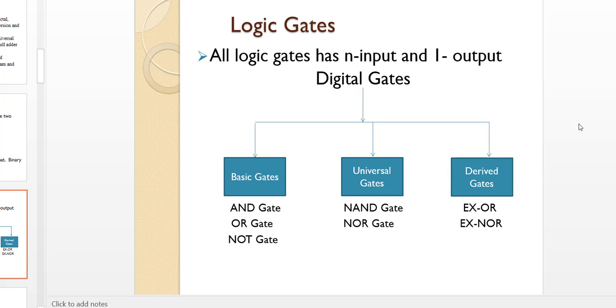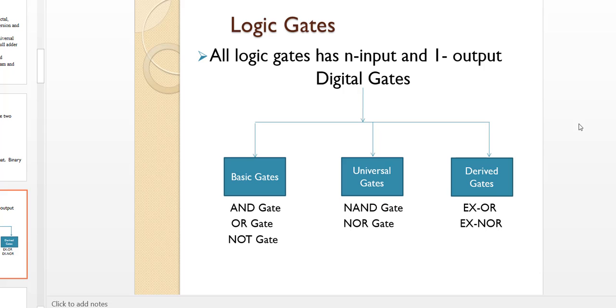Now we are going to start with the logic gates. So what are logic gates? In a very simple way, logic gates are used for digital signals. Logic gates have basically n inputs and only one output. Please remember, a logic gate has n inputs, any integer value, and only one output.